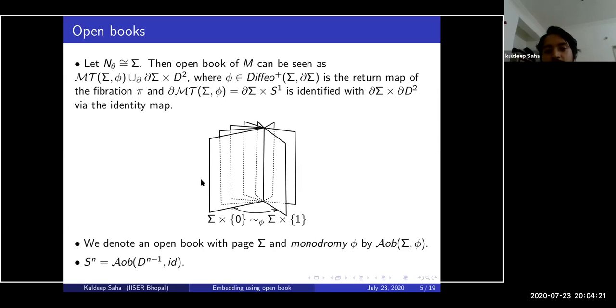Here is a schematic of what an open book looks like. It exactly looks like an open book. In particular, this description says that an open book is uniquely determined by its page Σ and monodromy φ, and we denote an open book with this notation OB(Σ, φ). Sn has an open book decomposition with page the (n-1)-disk and monodromy identity. Sn is the n-dimensional unit sphere inside R^(n+1).